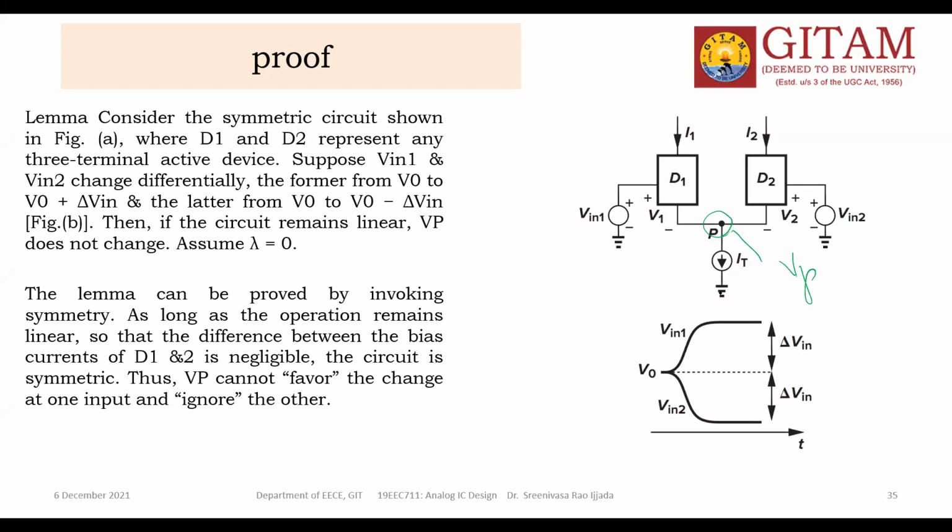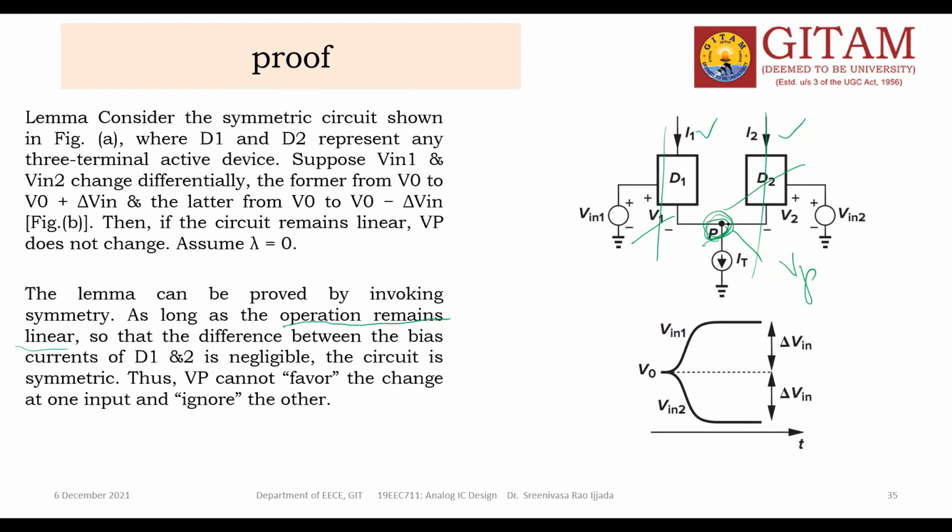The lemma can be proved by invoking symmetry, as long as the operation remains linear, so that the difference between the bias currents, that is I1 and I2, which are flowing to the D1 and D2, or left and right branches, is negligible. As long as this VP does not change, whatever currents are flowing can be negligible. It means VP does not change, which means both are working in linear condition. So the branches are linear. Thus VP cannot change with a change at one input while ignoring the other.